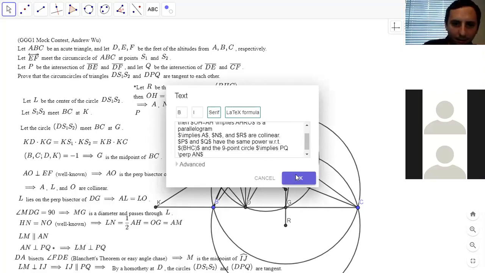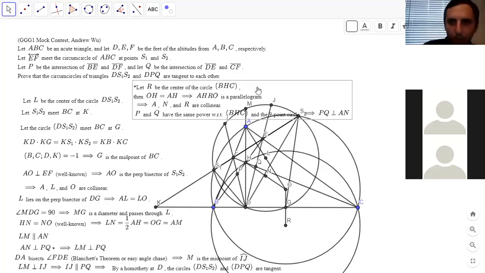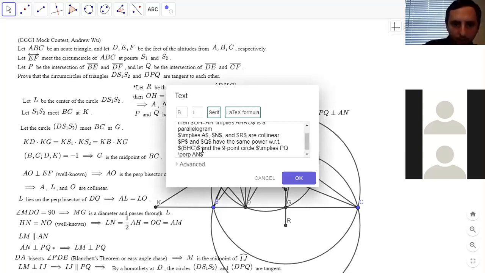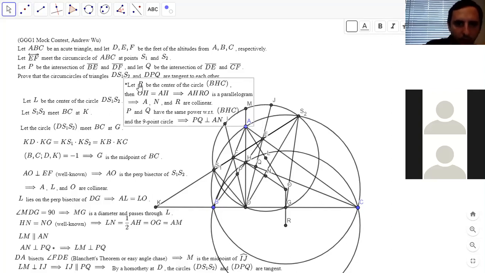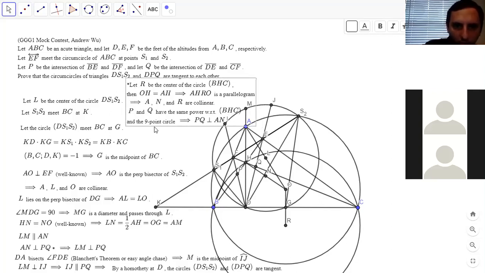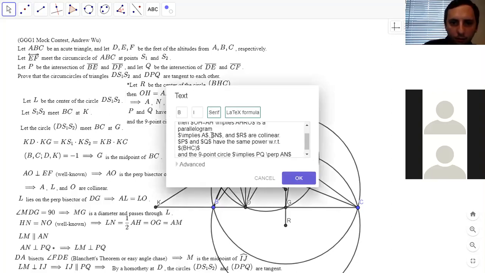All right, very nice. So I will move on to the next problem. Actually, let me just space this out a little bit. There we go. Where's the typo? Oh, yeah, you're right. OR equals AH. Good call.